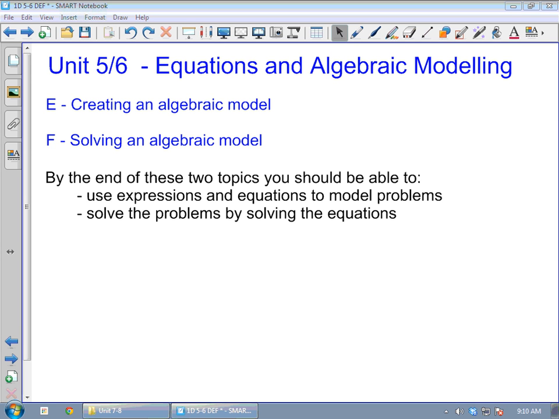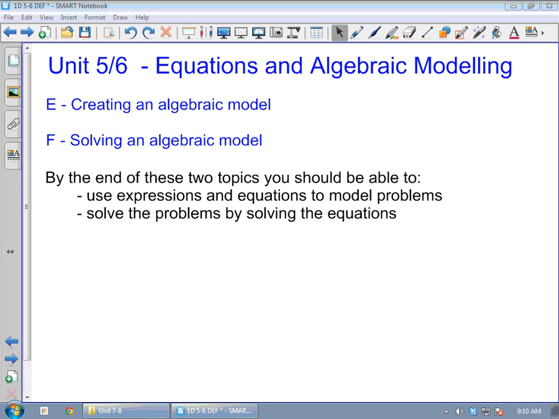Okay, we're going to take a look at the last lesson here in Unit 5-6. We're still looking at equations and algebraic modeling. And what we're going to do here is look at how you create an algebraic model and then how you solve an algebraic model for an unknown variable.